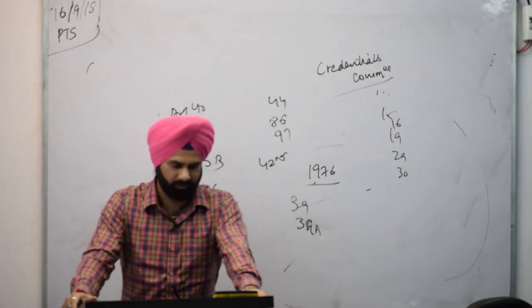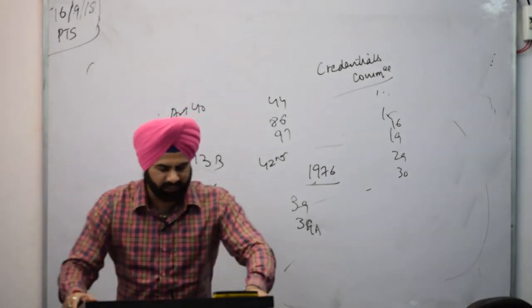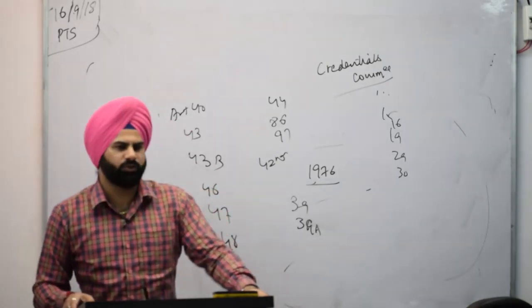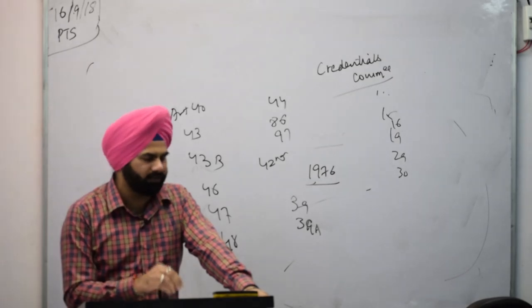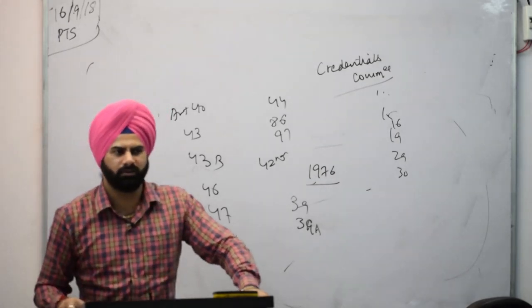Rupee 1 lakh was allocated for the promotion of education in India. Rupee 1 lakh was allocated not in 1833, but when was it? 1813. Very good. Rest all is there.